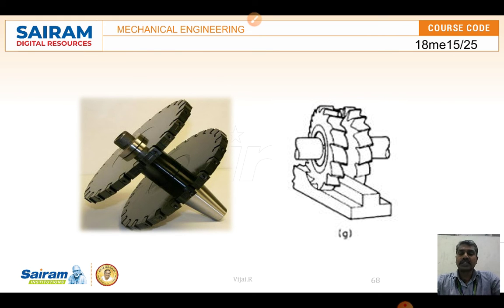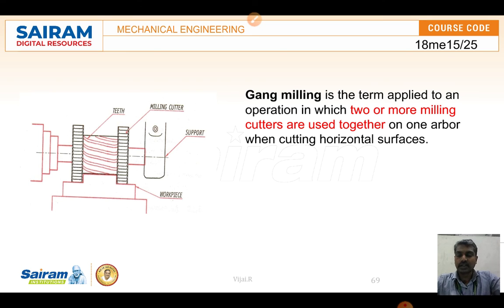And we can see this is the real model of the straddle milling cutter. You can see two different multi-point cutters with the help of a spacer in between them, which will be used for removal of the materials in parallel at a time in a workpiece. Both the ends can be machined at the same time.